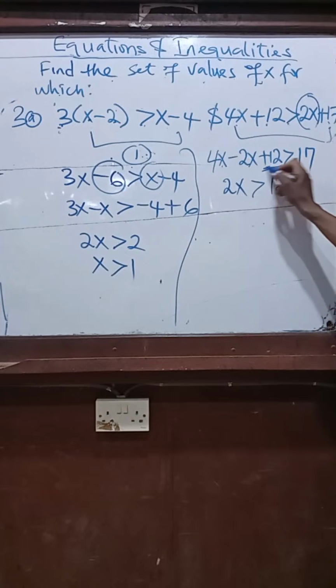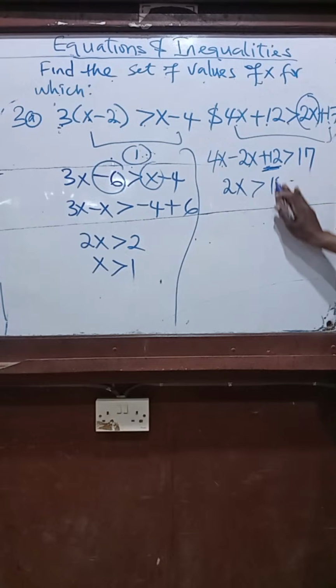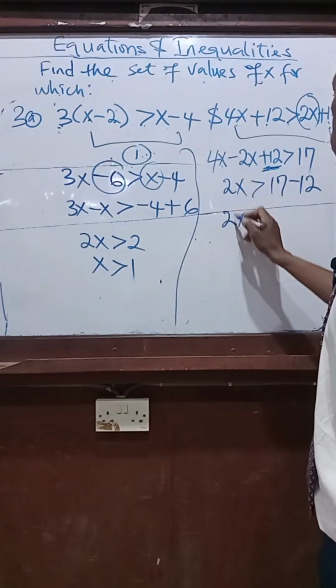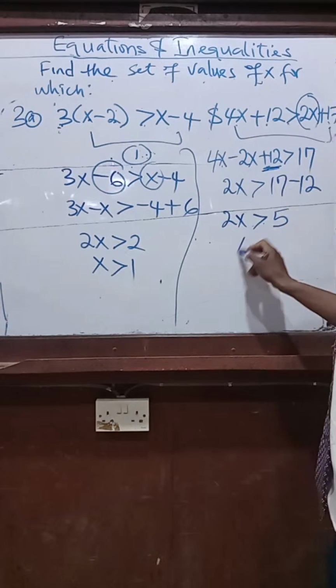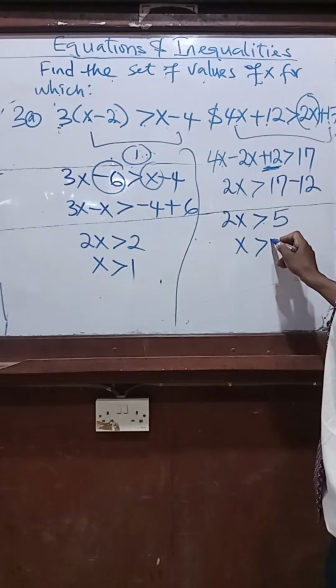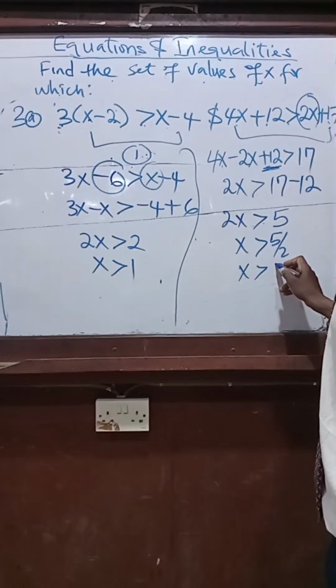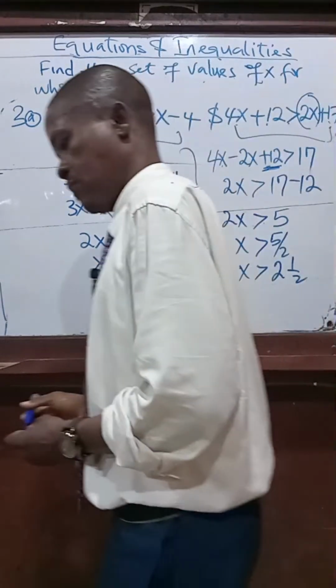This 12 also, remove it from here by adding minus 12 to both sides. So we have 2x greater than what? Greater than 5. So x is greater than 5 over 2, which is 2.5. x is greater than 2.5. Okay.